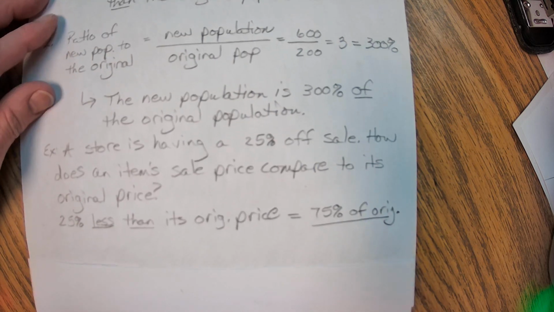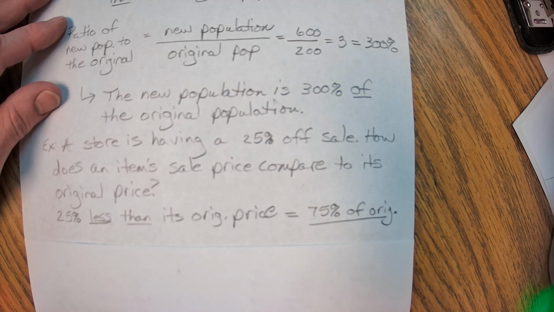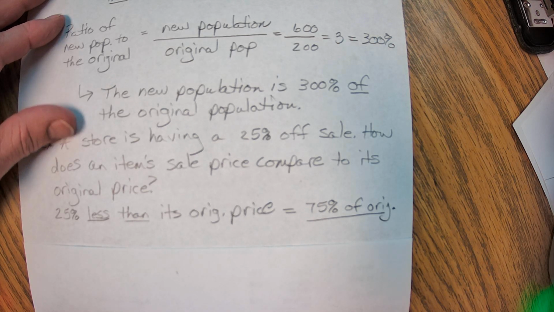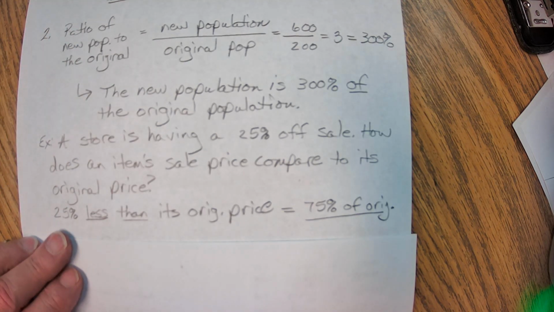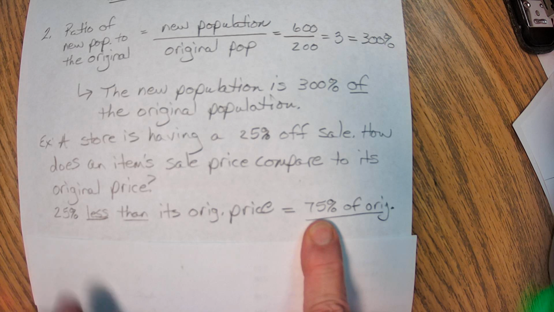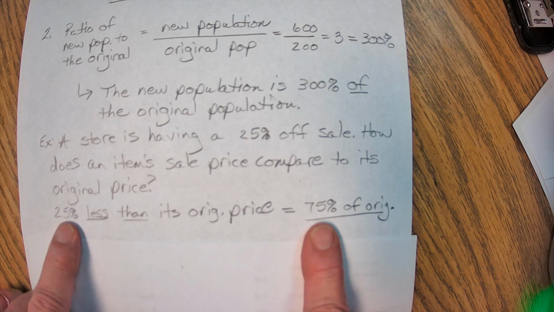Here's another example for comparisons. The store is having a 25% off sale. How does an item's sale price compare to its original price? Well, it's 25% less than its original price, which means it's 75% of the original, because 75% and whatever the discount is has to equal 100%. So if this were 30% off, you would be paying 70% of the original.